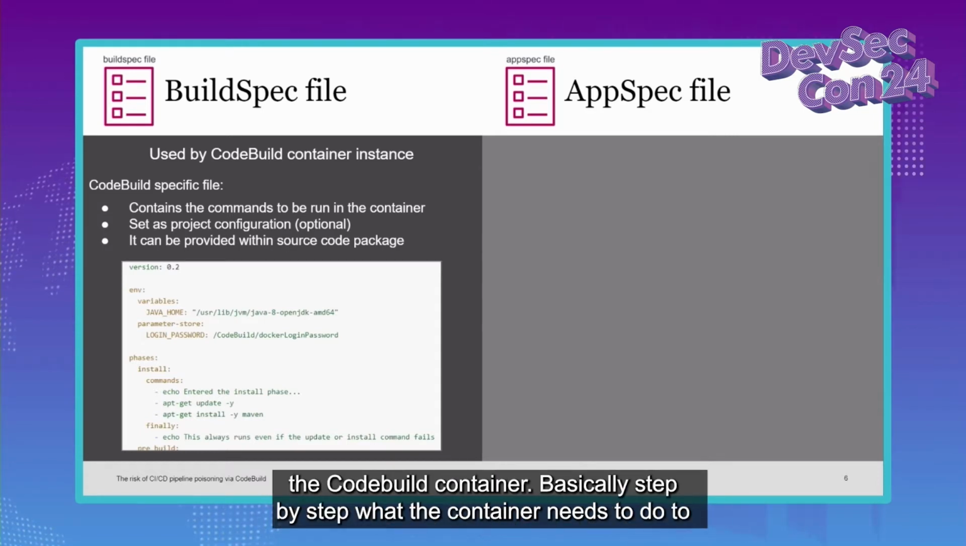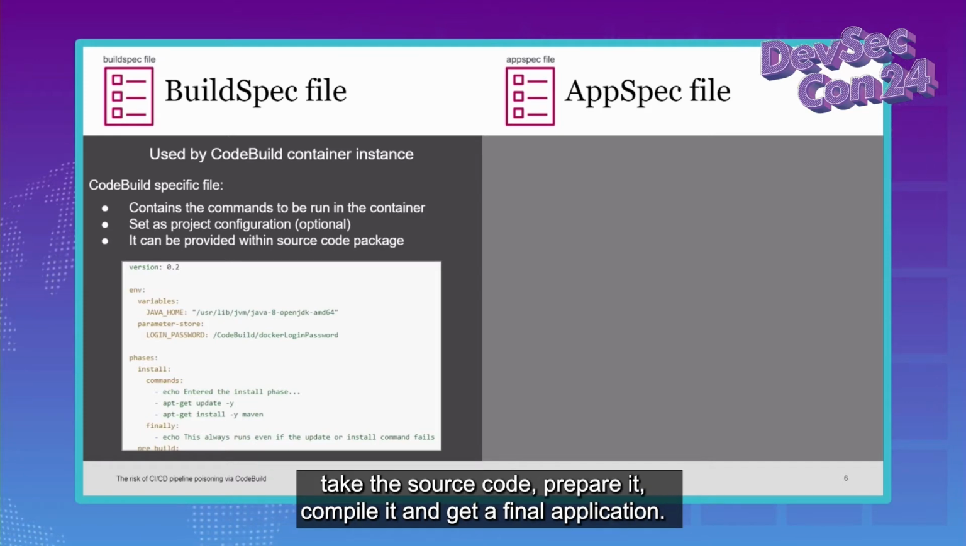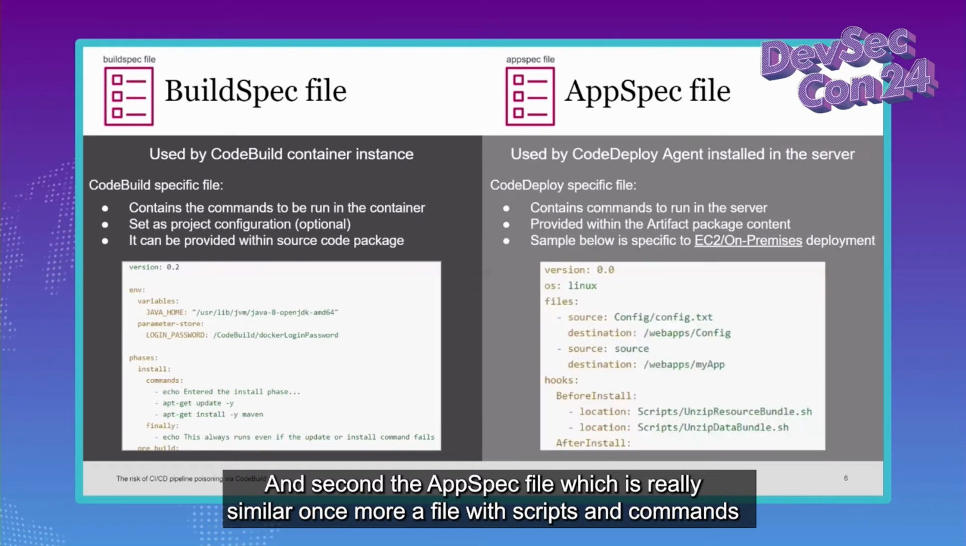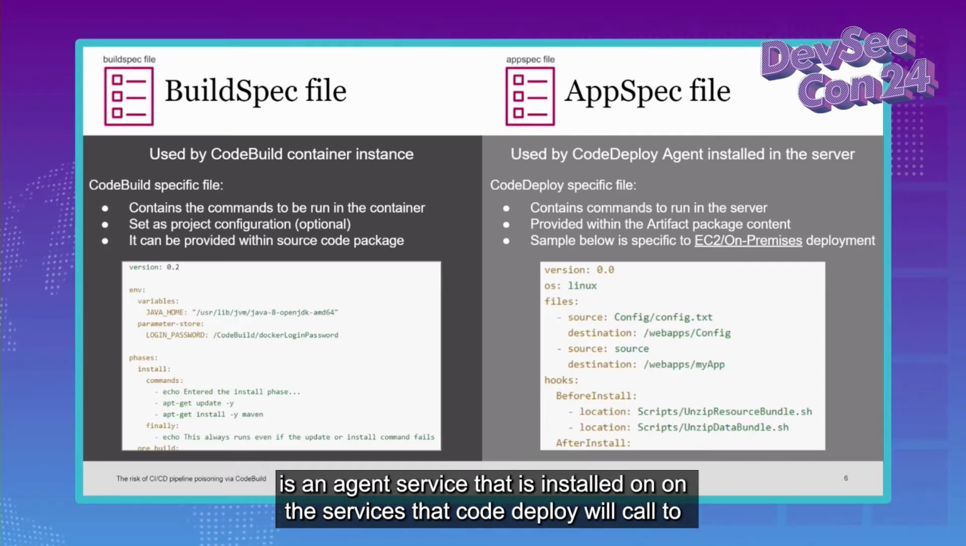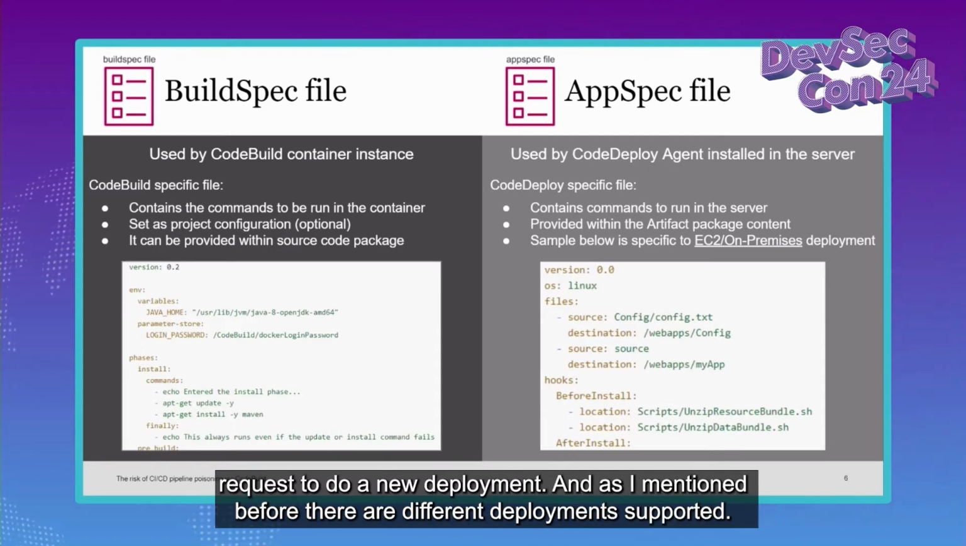Basically, step by step, what the container needs to do to take the source code, prepare it, compile it, and get a final application. And second, the app spec file, which is really similar, once more, a file with scripts and commands to be executed. This one is run at the server and is done via the CodeDeploy agent, which is an agent service that is installed on the servers that CodeDeploy will call to request to do a new deployment.